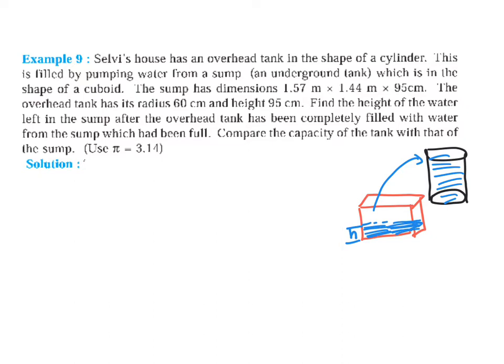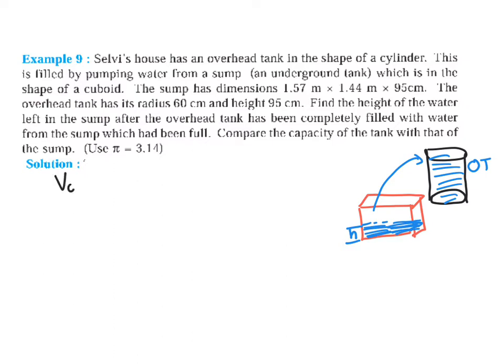So what is the understanding of the problem? The volume of water that will be filled in the overhead tank will be equal to the volume of the water that was initially full. When you subtract that with the volume of the water in the overhead tank, you will get the volume of the water left in the sump. So let's go ahead with that idea and solve the problem. The volume of water in the overhead tank equals the volume of water removed from the sump. That's easily understandable.